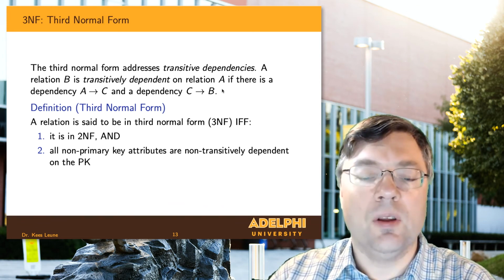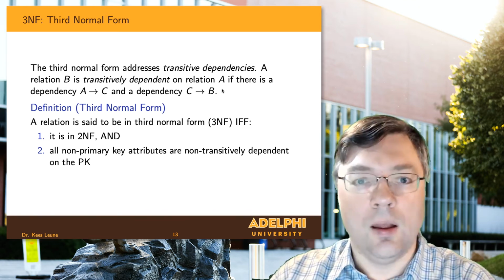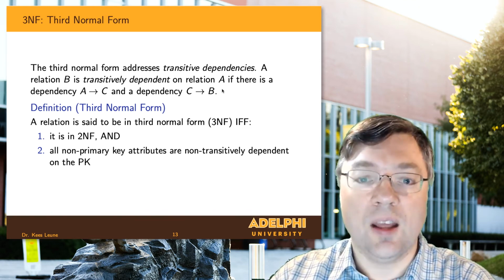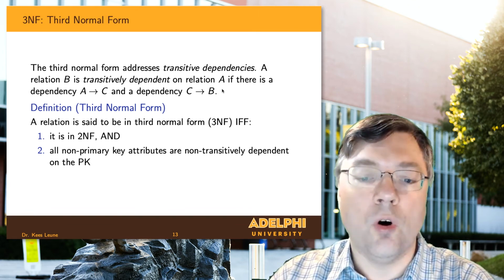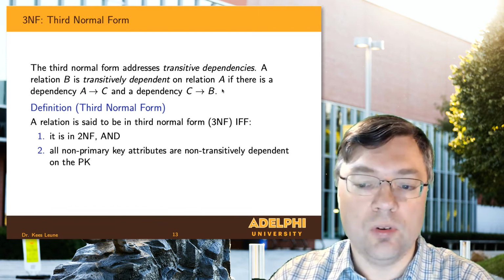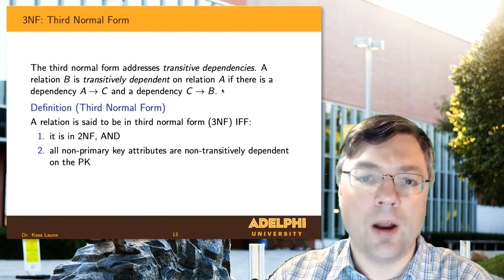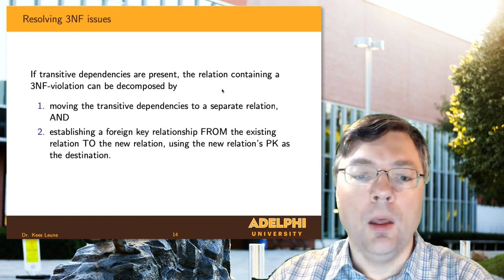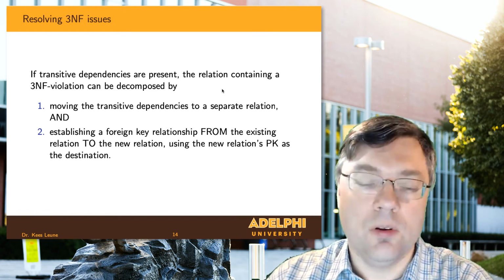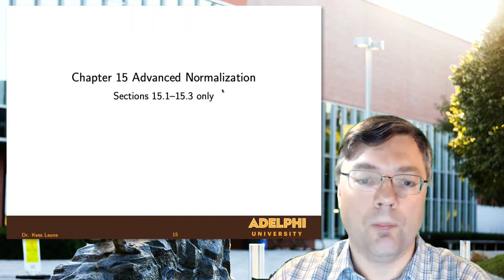The definition means that a relation is said to be in the third normal form if it is in the second normal form. Again, if I cannot prove that a relation is in the second normal form, it can never be in the third. On top of that, I'm going to remove all of the non-primary key attributes that are transitively dependent, or in other words, I must ensure that all non-primary key attributes are non-transitively dependent on the primary key. So let's take a look at an example. Before we do that, how do we fix that? The same way, lossless decomposition. Not a whole lot of difference there in approach.